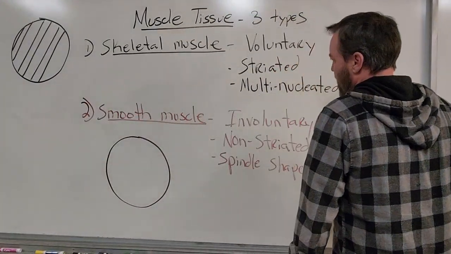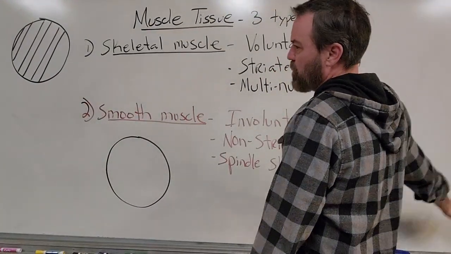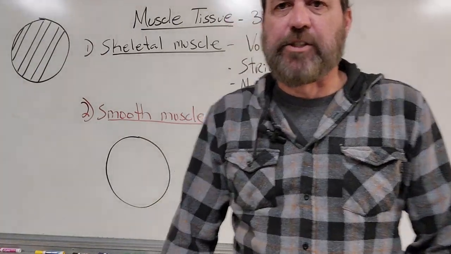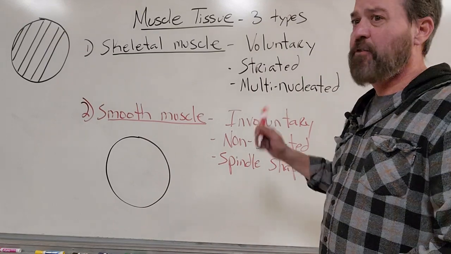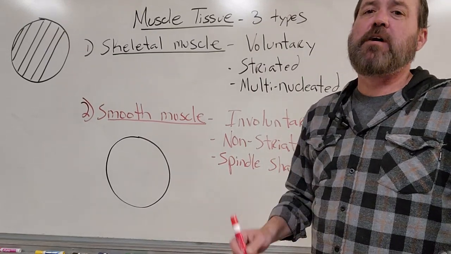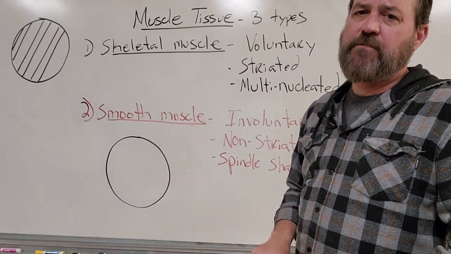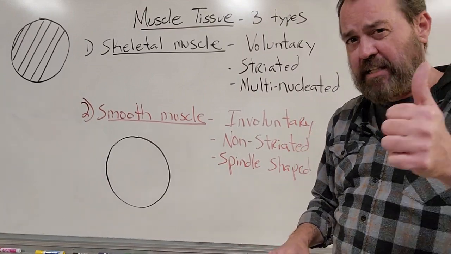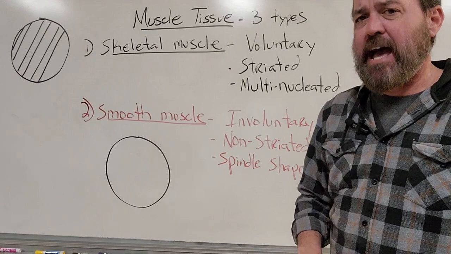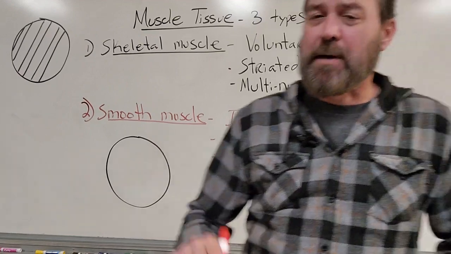Our third type of tissue is muscle tissue. So we have three types of muscle tissue to distinguish. First off, we have skeletal muscle, and we got smooth muscle, and we got cardiac muscle. So that's the first thing we really need to know. What are the three types of muscle tissue? Skeletal, smooth, and cardiac. So let's look at some of the interesting things about skeletal muscle.